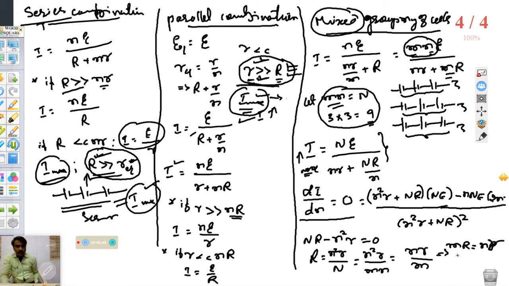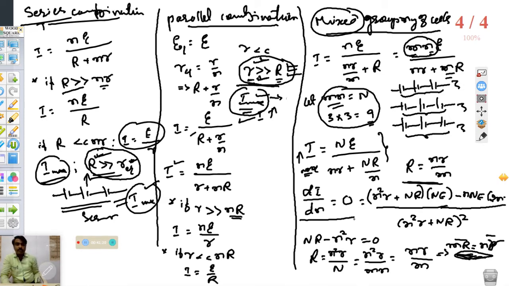Okay, this is very important information. Here mR is equal to nr. nr is nothing but the equivalent internal resistance. mR is the total resistance which has been connected externally, or we can rewrite the same as R equals nr divided by m, that is the external resistance value.